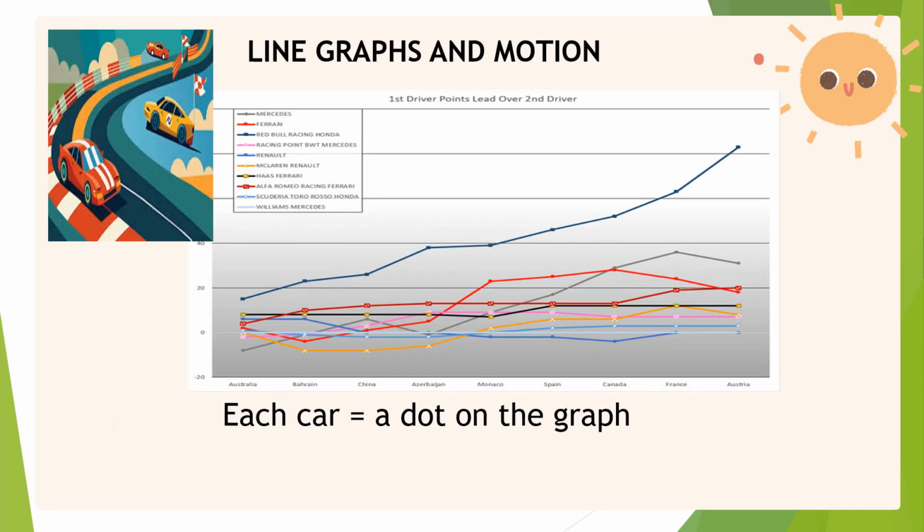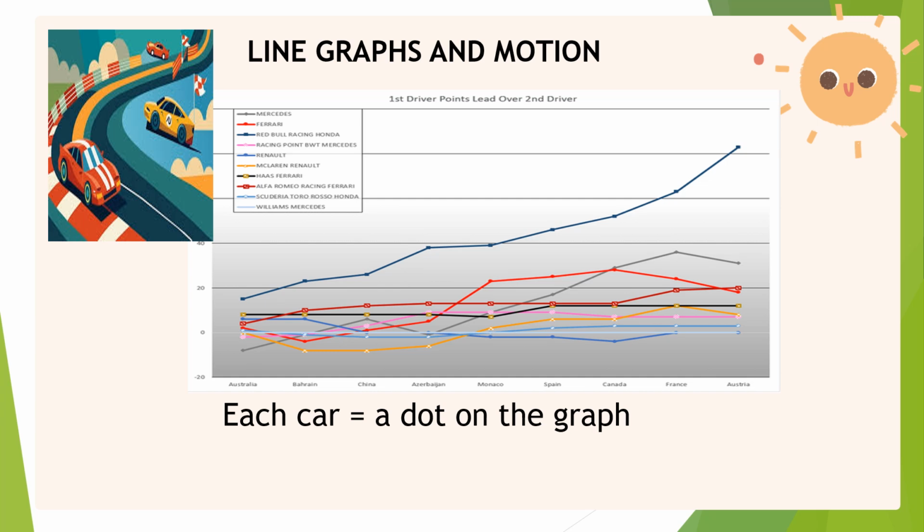Imagine you're watching a thrilling race, cars zooming across the track, a blur of speed and color. But how do we really know which car is in the lead? What if we could capture the excitement of the race, not just in snapshots, but in a story of movement? This is exactly what line graphs do for motion.